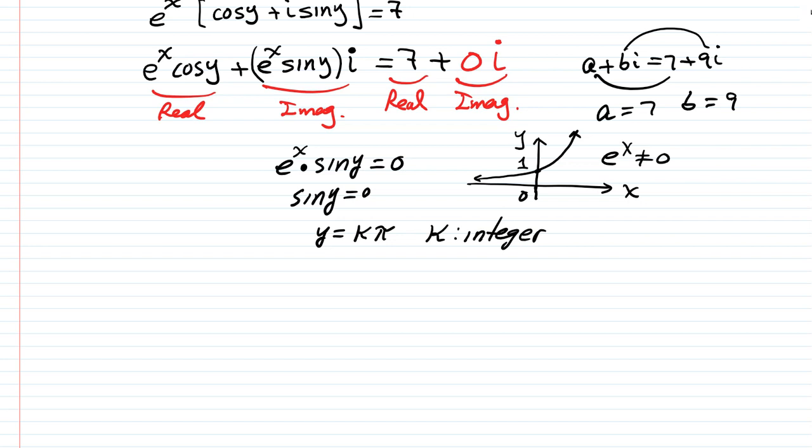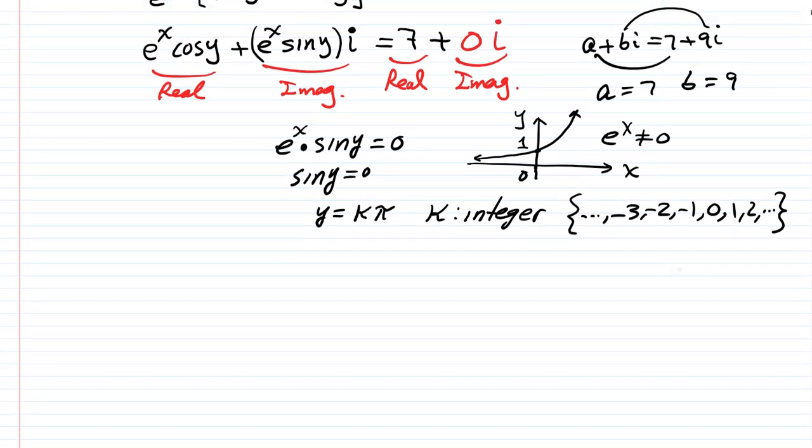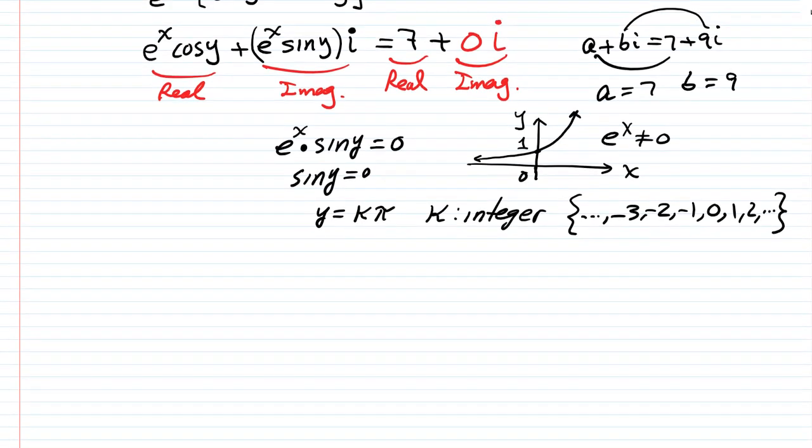Right? And what do we mean by integers again? -3, -2, -1, 0, 1, 2, and so forth. Right? So that's the set of integers. Therefore, right now we have this: y is equal to k pi.